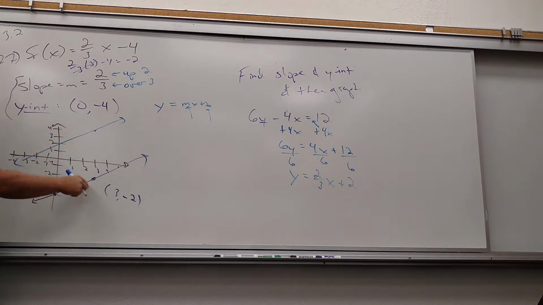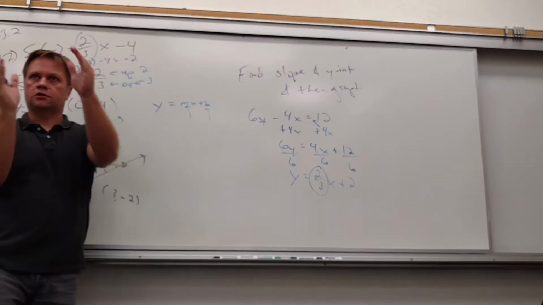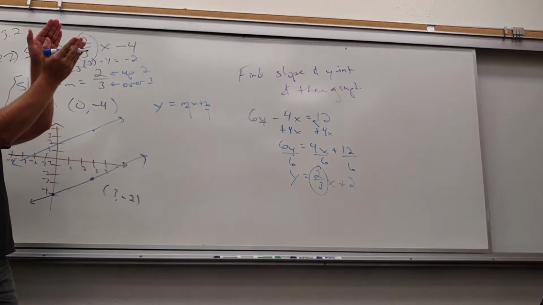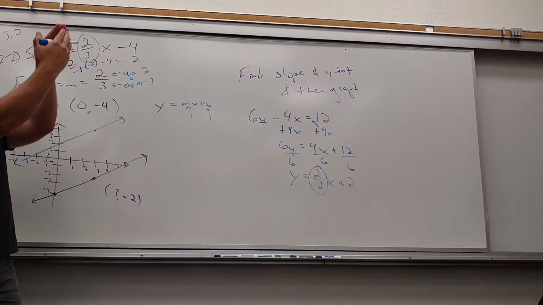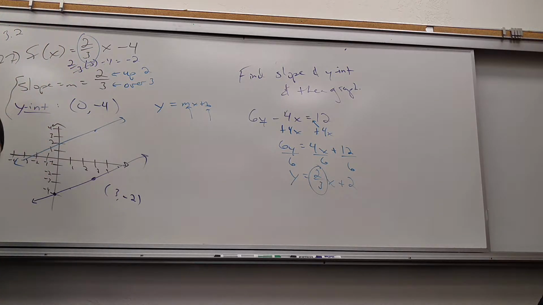What must be true about these two lines? What kind of lines are they? Parallel. Why does that make sense? Because this slope is 2/3 and this slope is 2/3. They're both going up at the same rate, so none of them is going to beat the other one. They're going to be parallel. Parallel lines have the same slope.